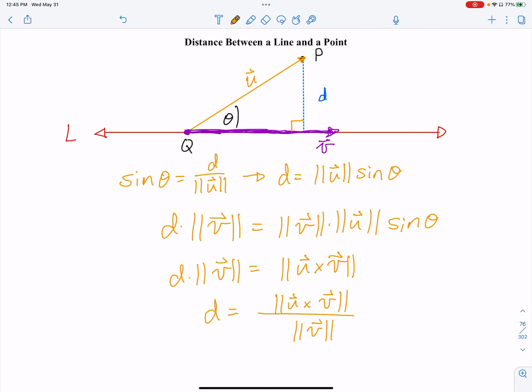So there's the distance between a line and a point. I don't recommend memorizing these. I recommend thinking through it every time if you can. That's how I have to go about it every time I do these. I'm just bad at memorizing formulas. You'd think I'd be great at it since I teach this course 3 times a year, but they just don't stick.